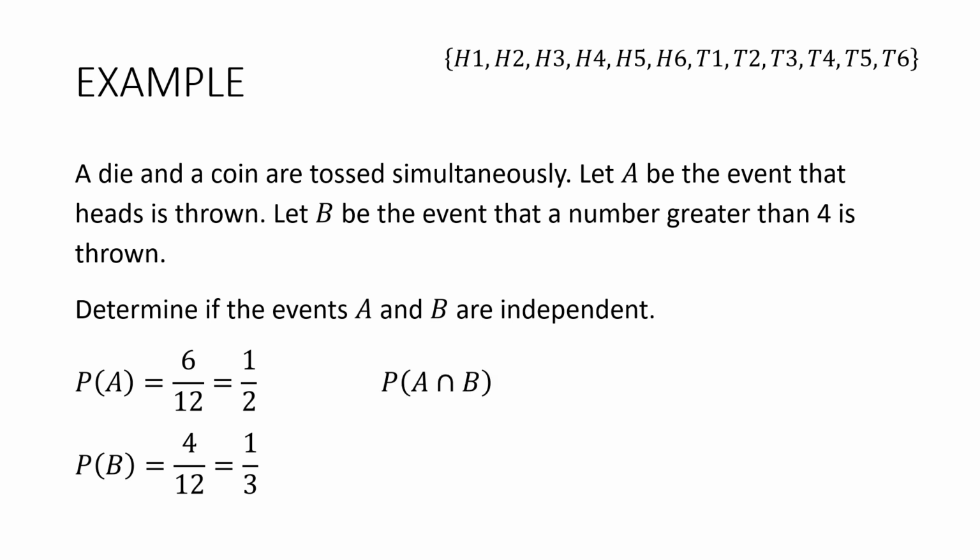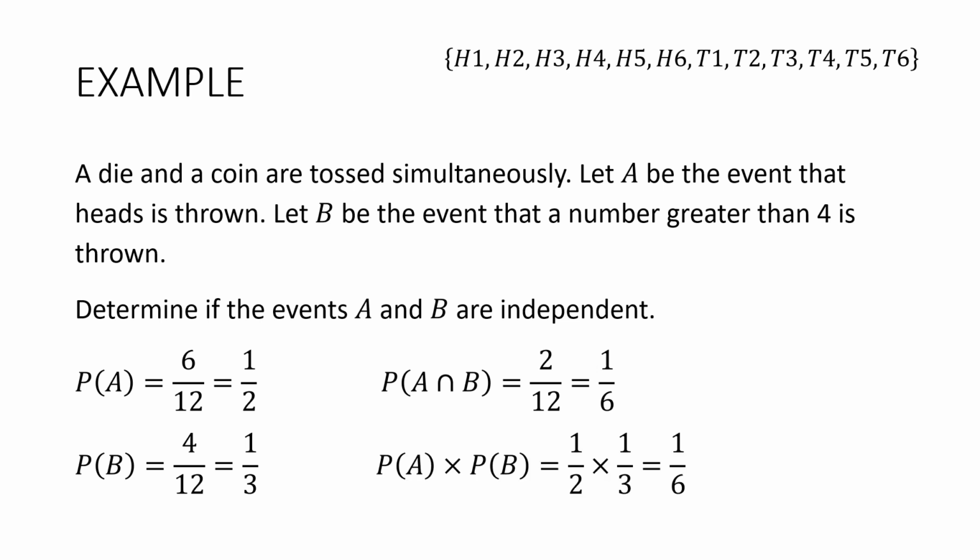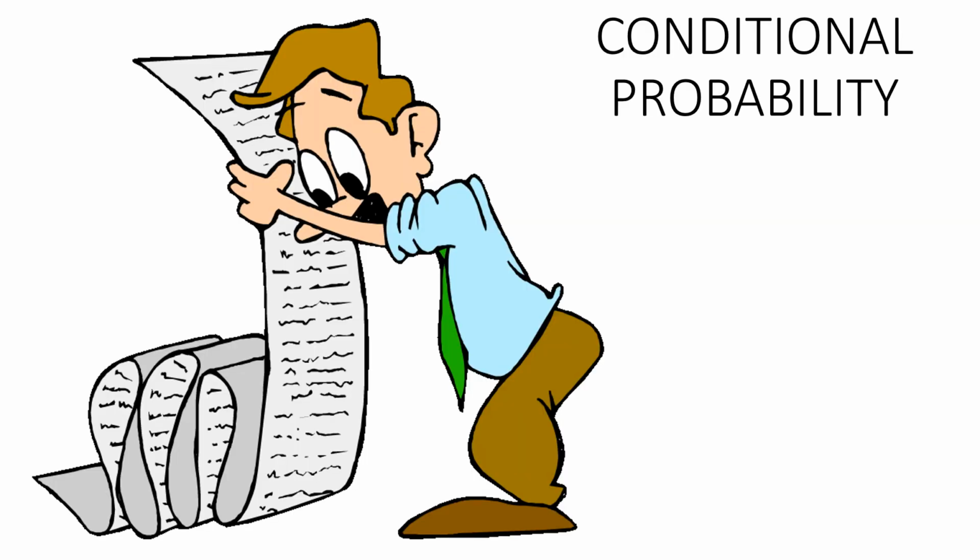Now what's the probability of A intersection B? In other words, heads and a number greater than 4. That's heads 5 and heads 6, so 2 out of 12, or 1/6. Now let's multiply these probabilities together. Probability of A times the probability of B is 1/6. So because the probability of A intersection B is equal to the probability of A times the probability of B, the events A and B are independent. Okay, that's it. Our final lesson for this topic is on conditional probability.